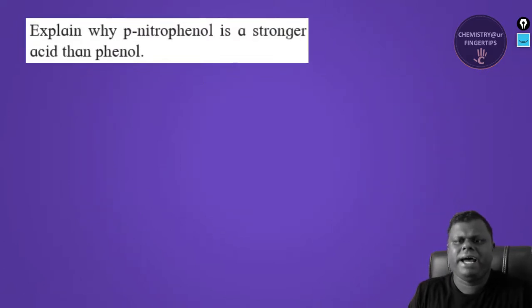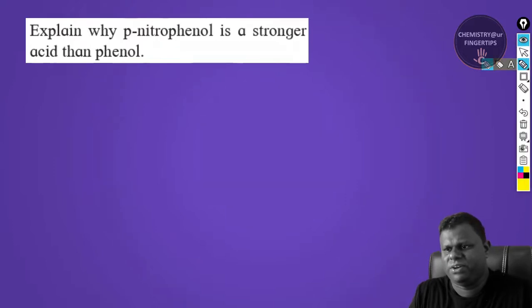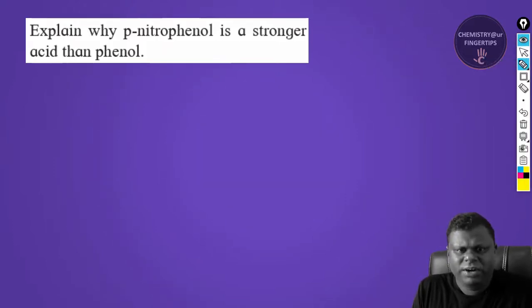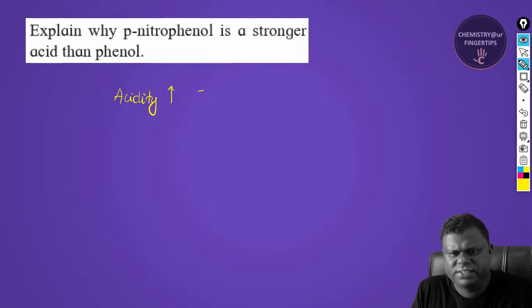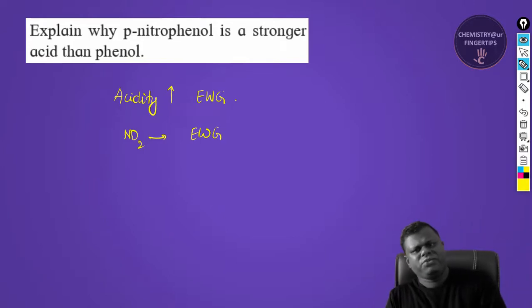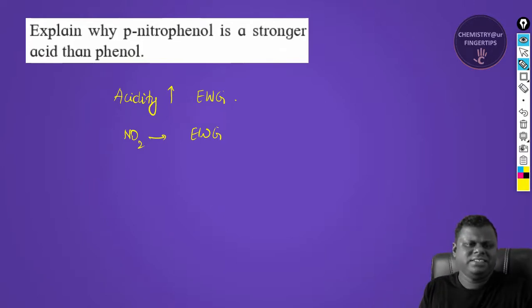Now explain why para-nitrophenol is stronger than phenol. So we already know the acidity of phenol will increase if there is an electron withdrawing group. We already know that the NO2 group is nothing but an electron withdrawing group. So why is para-nitrophenol a stronger acid than phenol?